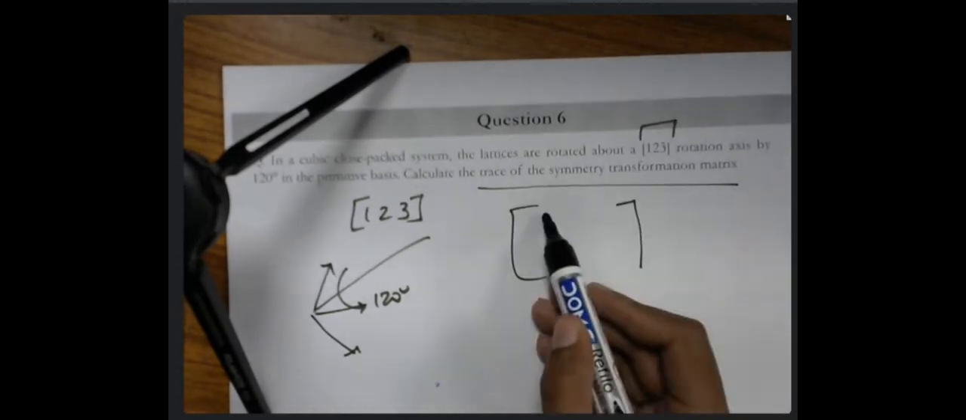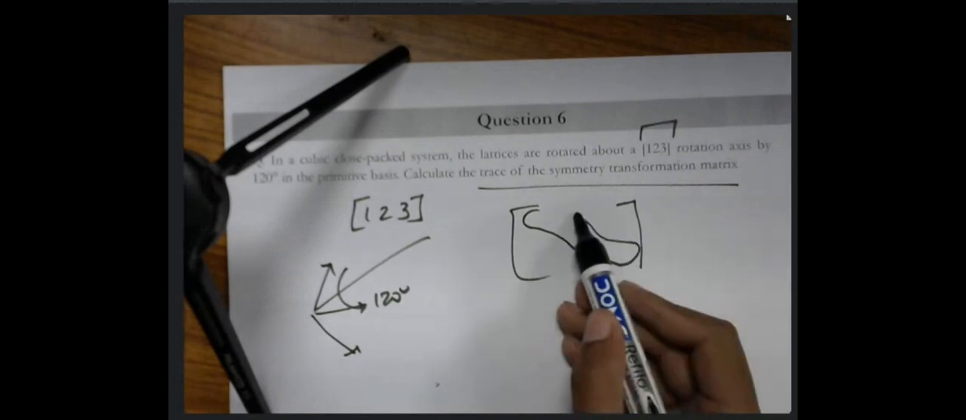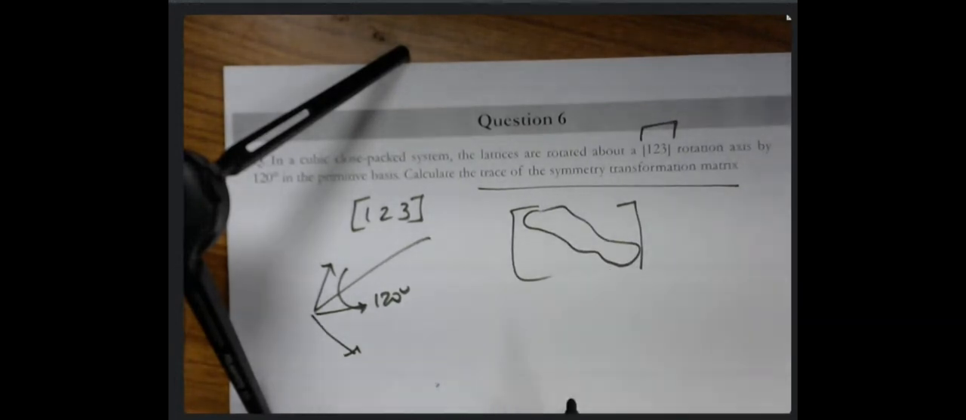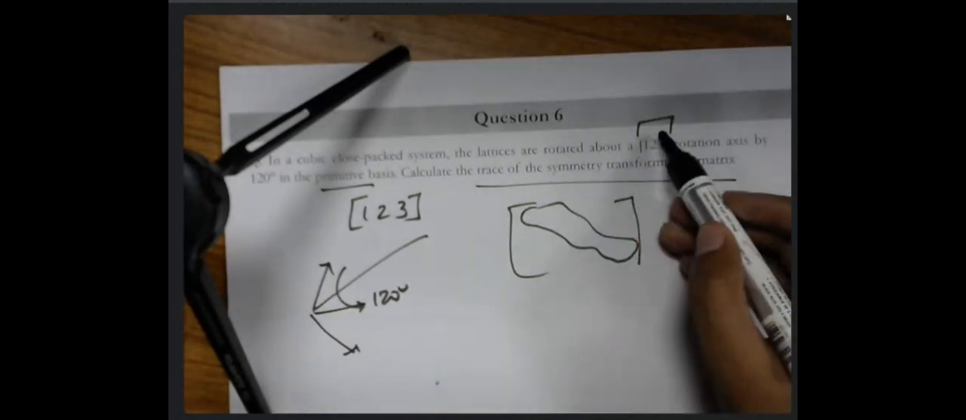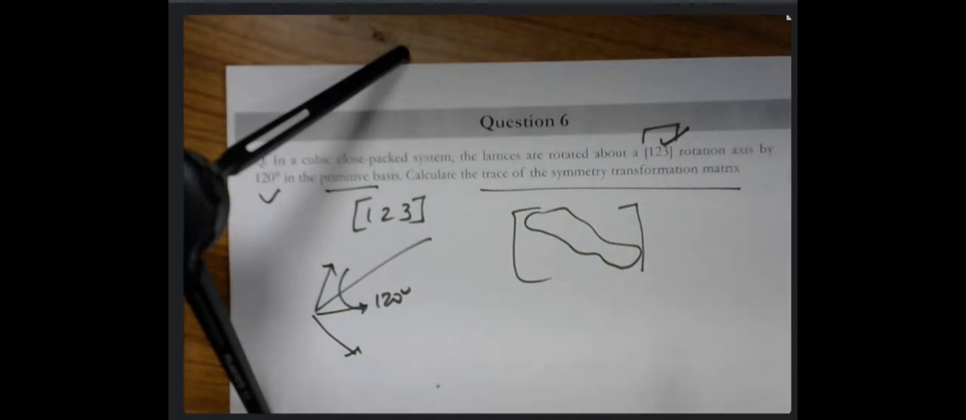We have to find the trace. Sorry, trace is the sum of the diagonal elements. But do we need to construct a primitive basis? Go with this particular axis and rotate it by 120 degrees, applying all the symmetry transformation matrices and all the geometry visualization, which we can do. Should we go with that particular way? No, there is no need.